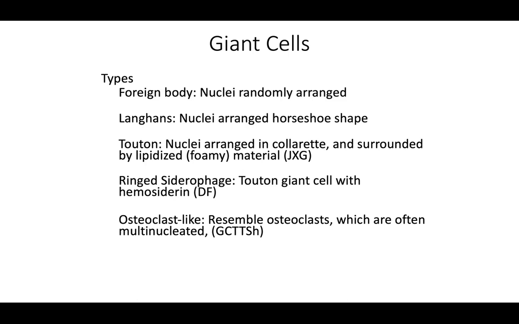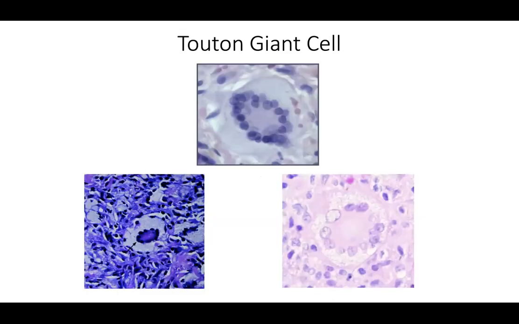In some entities, for example juvenile xanthogranuloma, there are a lot of Touton giant cells, but they may not always be present. Ringed siderophages are a special type of Touton giant cell with hemosiderin, and you see this often in a hemosiderotic dermatofibroma. And osteoclast-like giant cells, which of course resemble osteoclasts, are often multinucleated, and you can see that in giant cell tumor of the tendon sheath.